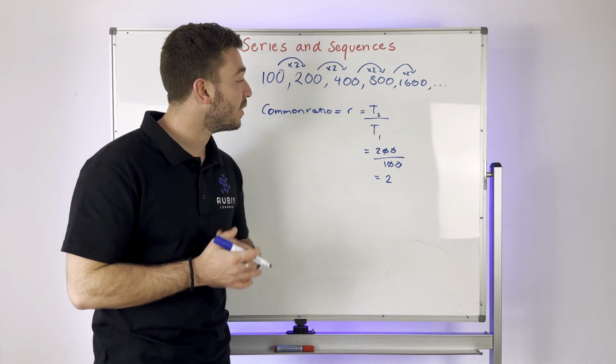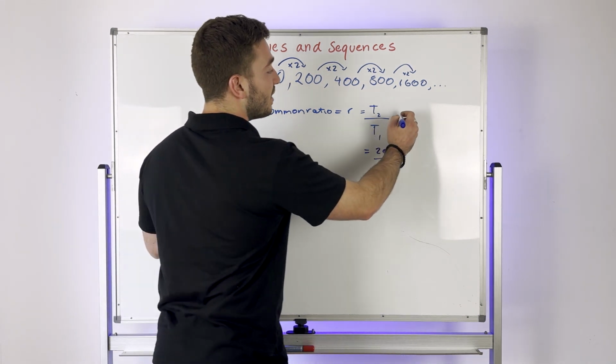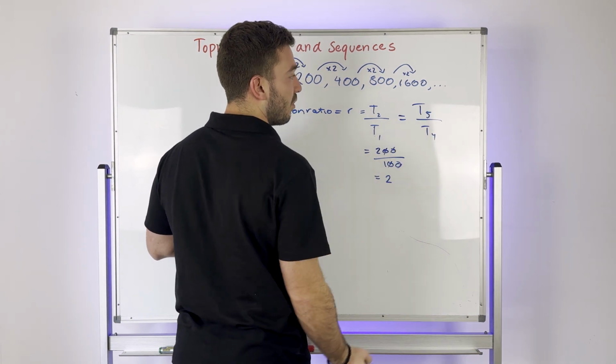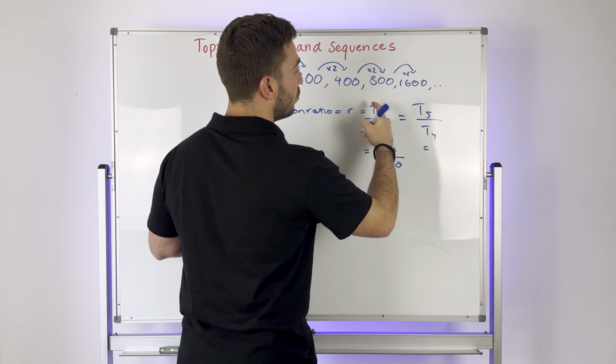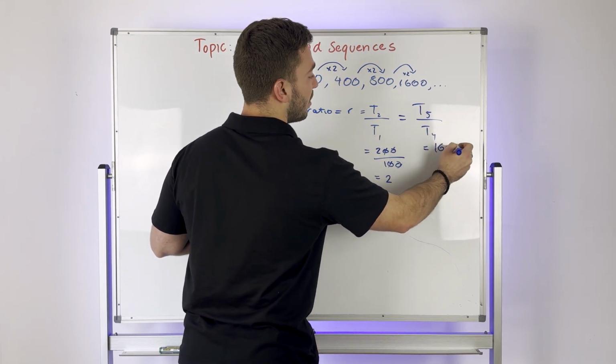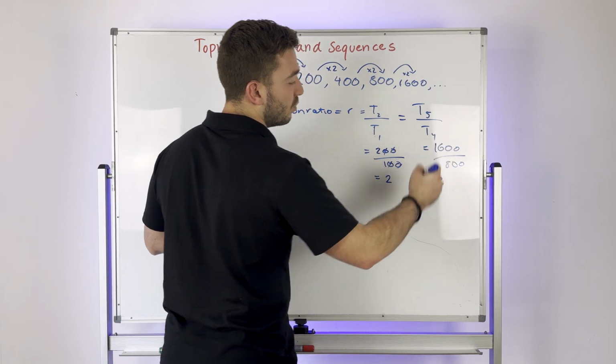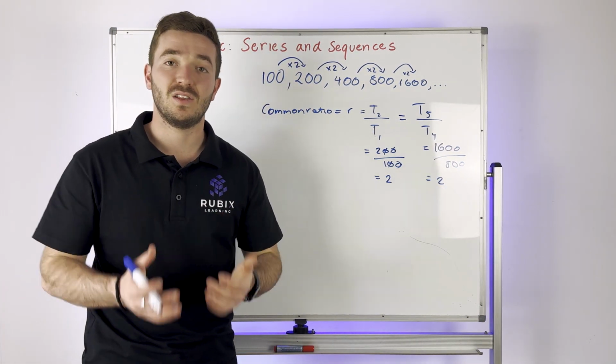Now again, remember, we don't just have to use the first two terms. It's the same thing as if I did the fifth term divided by the previous term, which is the fourth term. That is going to equal 1,600 divided by 800, which again is just equal to 2. So the common ratio is 2.